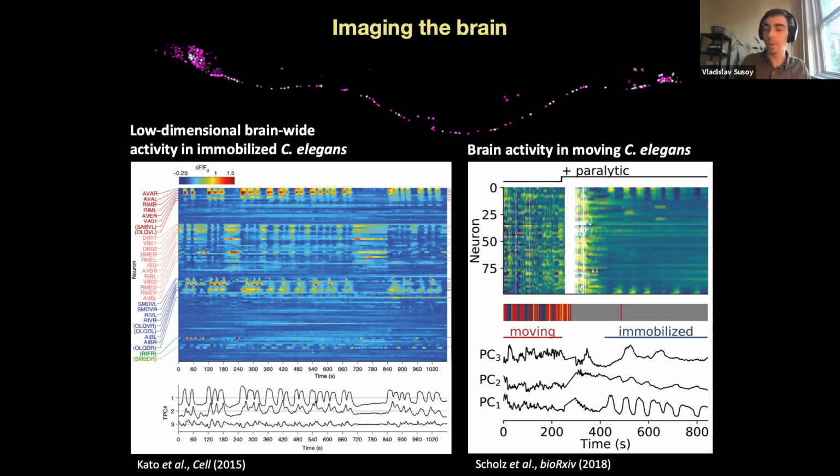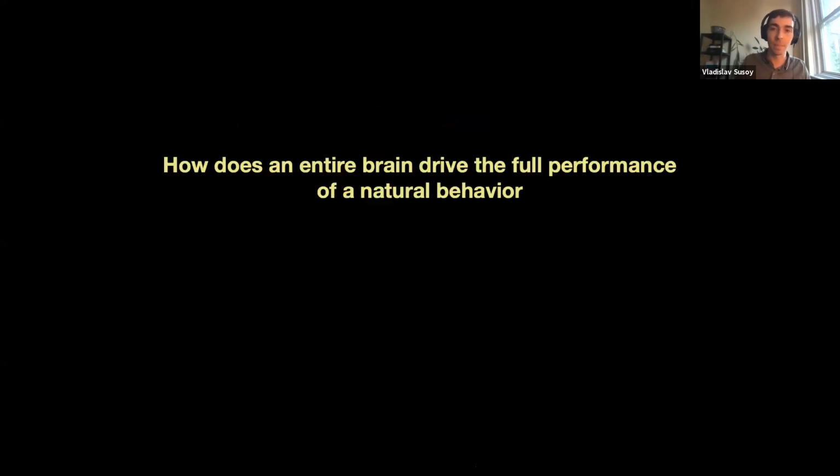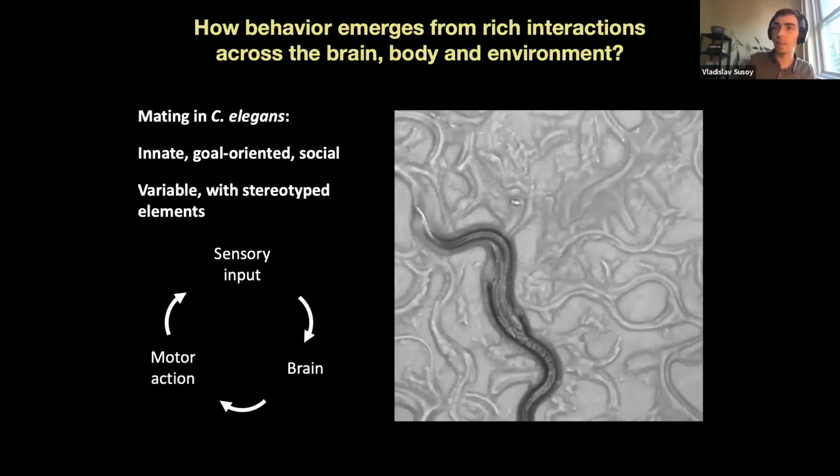But with that, we also need to keep in mind that most of the behavioral setups are very restrictive for the animals. It is difficult for the animals to show the full range of behaviors, and as a consequence, it's hard for the brain to show its full range of mechanisms. So we were wondering if we could find a paradigm in which we can look at how the entire brain works during the performance of complete natural behavior. So this is the paradigm that we are using.